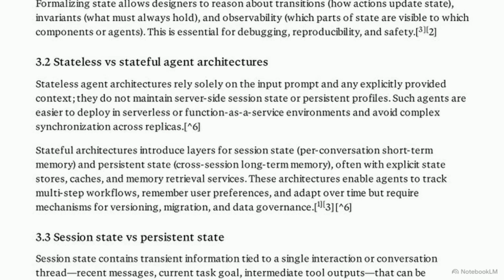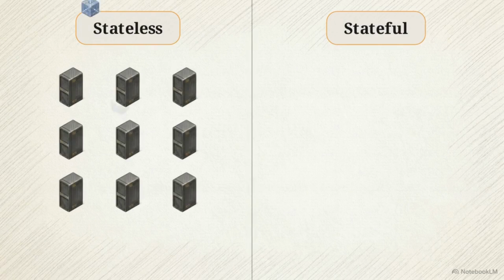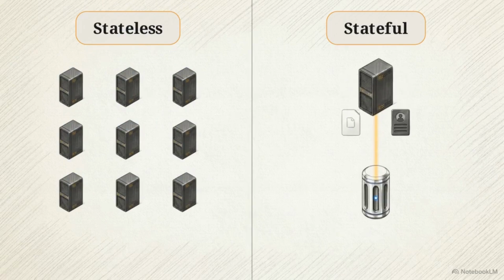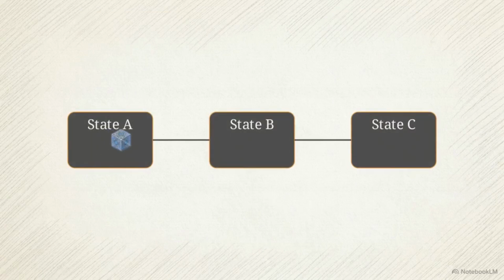System architectures handle this differently. As Section 3.2 shows, stateless systems process every request independently, while stateful agents maintain a continuous thread of memory across multiple interactions. Stateless designs are easier to scale because the server doesn't have to track individual sessions. However, supporting a multi-step plan requires a stateful architecture that can persist task progress and user preferences over time. Explicitly formalizing these states allows designers to reason about transitions. This makes the agent's logic predictable and observable, which is essential for both safety and debugging.